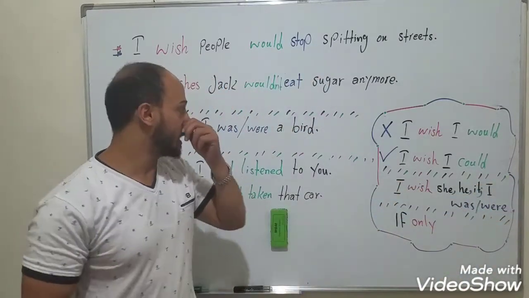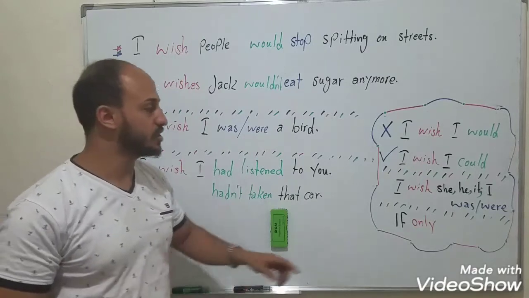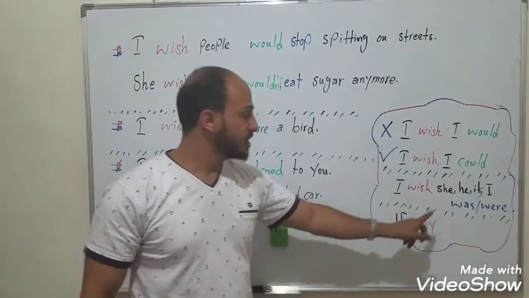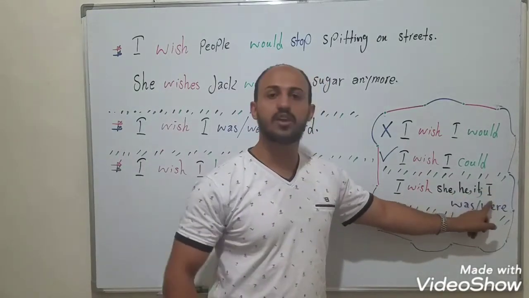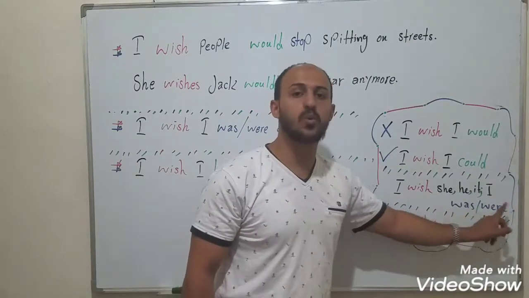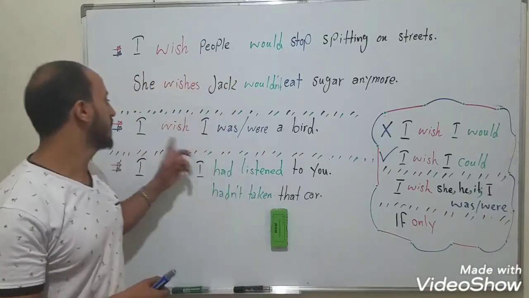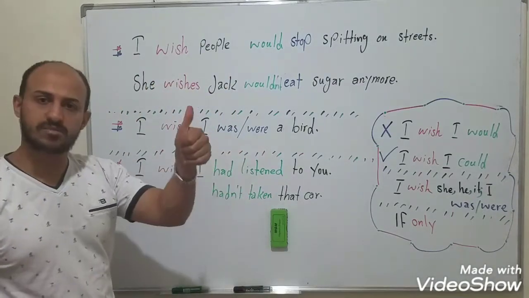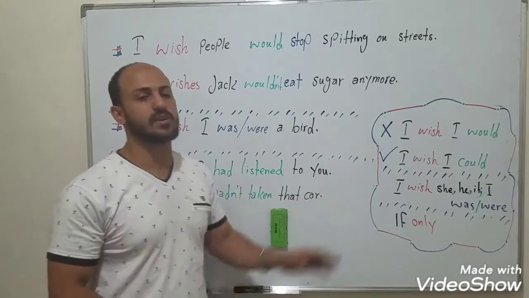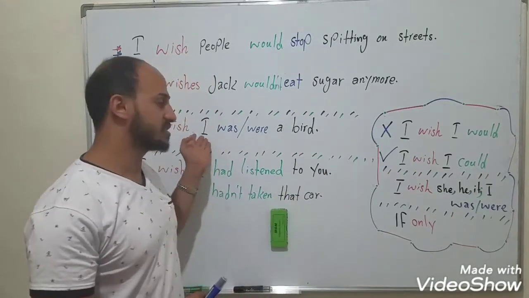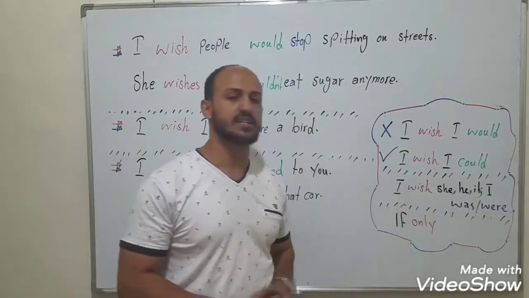All right. In case number 2, remember, guys, when you say I wish, she, he, it, and I, you can use either was or were. Both are correct, all right? So here, I wish I was a bird, correct. I wish I were a bird, correct. Or she, you change this one to whatever, so you see it is here.